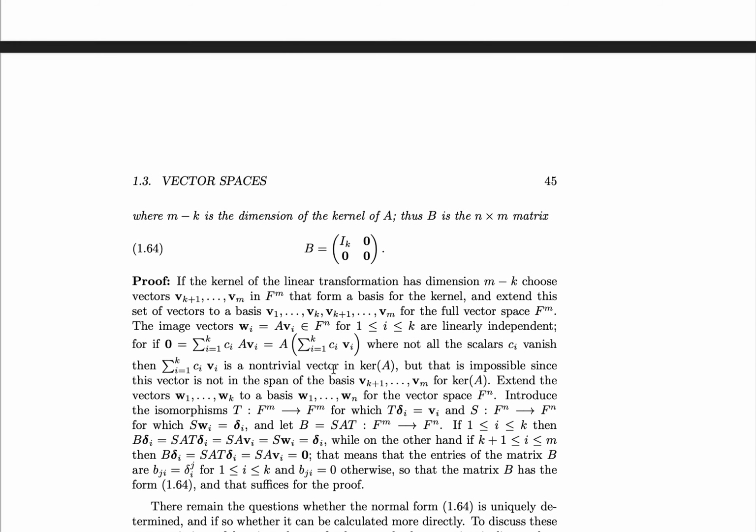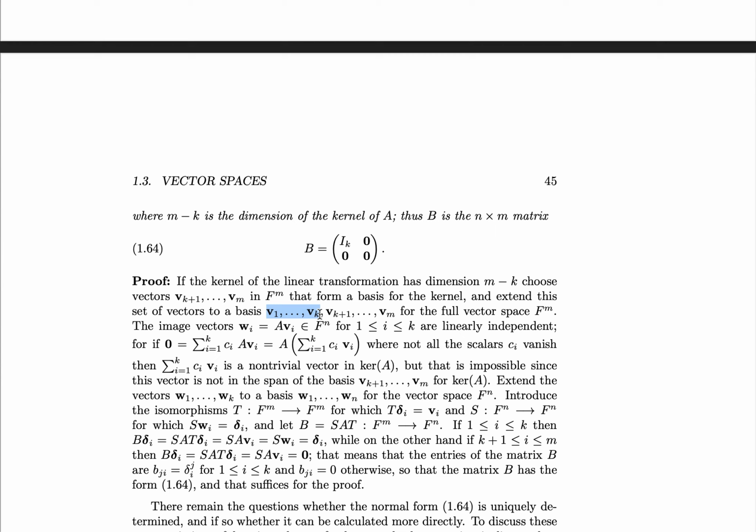We'll then note the image vectors of each of these v_i's as w_i equals A v_i in F^n, which are going to be linearly independent. This is because if we could write the zero vector as some non-zero sum of these, we apply the linearity. If this were true, then the corresponding combination of the v_i's is a non-trivial vector in the kernel of A. However, this would be impossible since this vector is not in the span of this basis. That is, a basis includes everything in the span. So if this were true, you'd find something that's not in the span, and that's a contradiction. Therefore, it cannot be true that these are linearly dependent on each other.